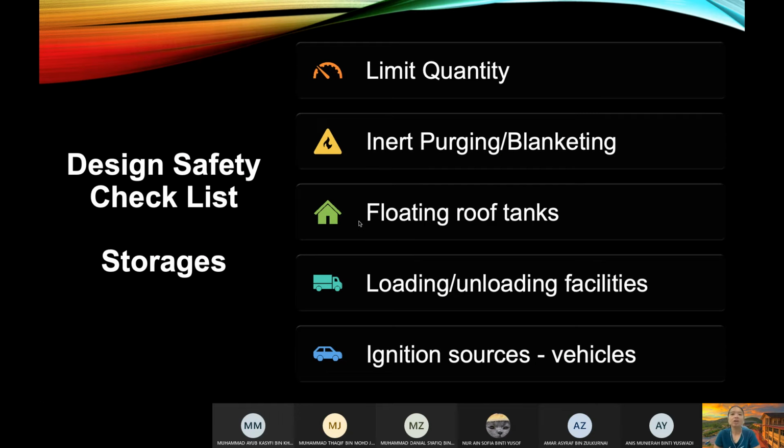Next, storage. Again, if you don't have any storage, it's okay. But if you have storage of your raw material or your product, these are the things that you have to discuss. The quantity limit, the floating roof tanks, loading and unloading facilities, ignition source, vehicle. It means you have to ensure your storage area is not too close to the parking area, and so on and so forth.